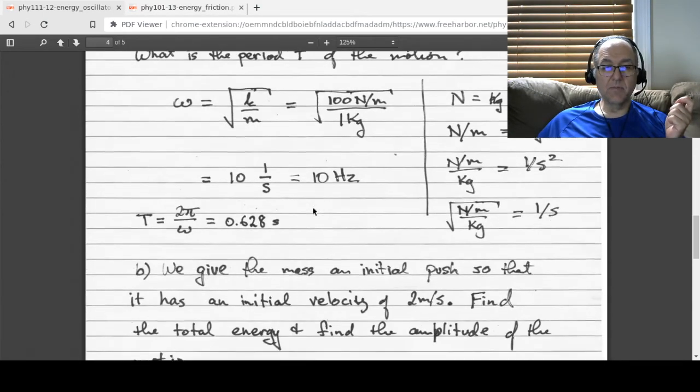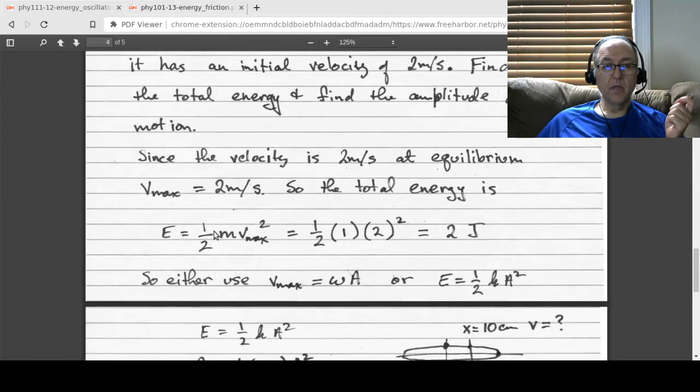So we substitute in E is equal to 1/2 m Vmax squared. We substitute in 1 for the mass, and for Vmax we substitute in 2, and that works out to be 2 joules. So there's the energy. It's 2 joules not just at equilibrium, but 2 joules everywhere along the cycle.